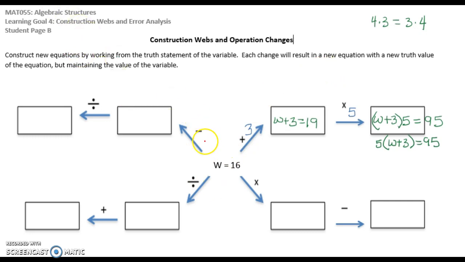And this time, let's say we're going to divide by 7. Okay, so if we're going to divide by 7, again, w equals 16 is our statement of truth. And we want to represent it when we divide by 7, so it's simply w divided by 7 equals 16 divided by 7. We don't need to have a calculator. We can easily just leave it in that form. There's nothing that needs to be simplified in that case.